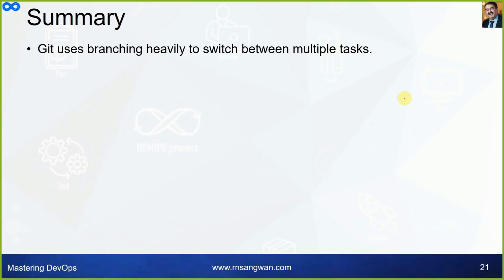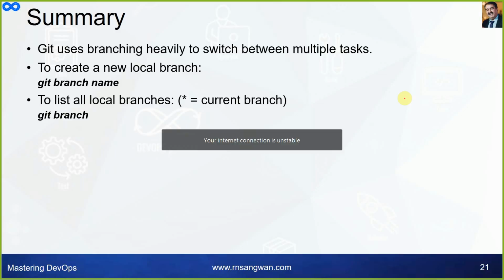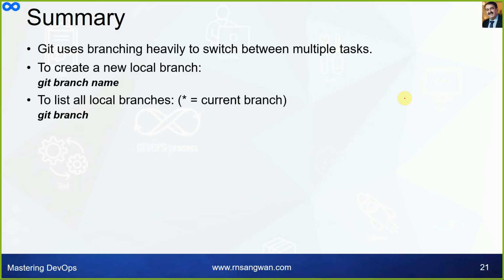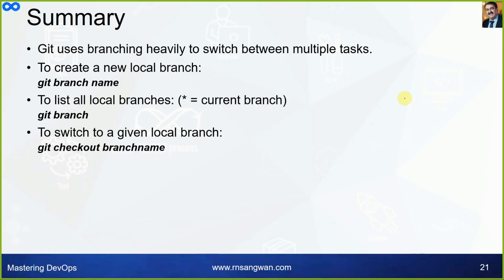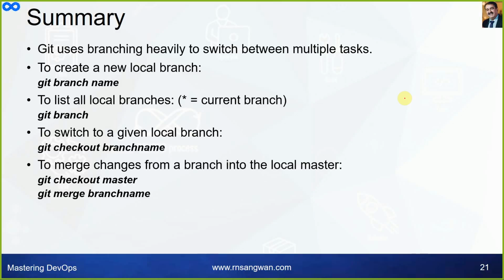Git uses branches heavily to switch between multiple tasks. To create a new local branch, we use git branch, name of the branch. To list all local branches, you can use git branch, and a star will mark the current branch. To switch to a given local branch, you use git checkout branch name. To merge changes from a branch into local master, you use git checkout master and git merge branch name, the changes of which you want to merge into the current one.